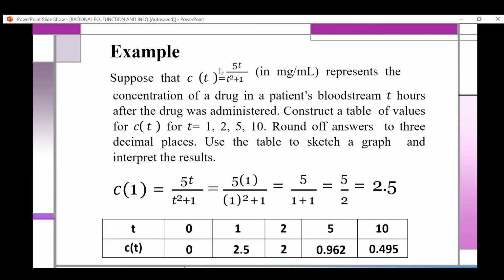Okay. Next is when t is equal to 5. So 5 times 5, that's 25. Then 5 squared plus 1. So the denominator is 26. So 25 over 26, that is 0.962. And then if t is 10, so 5 times 10, that's 50 over 10 squared, that's 100 plus 1. So 101. So that's 50 over 101. That is 0.495.